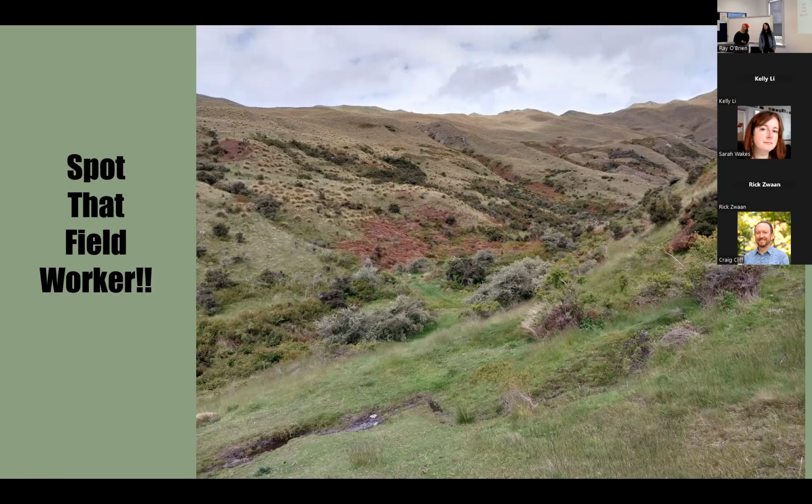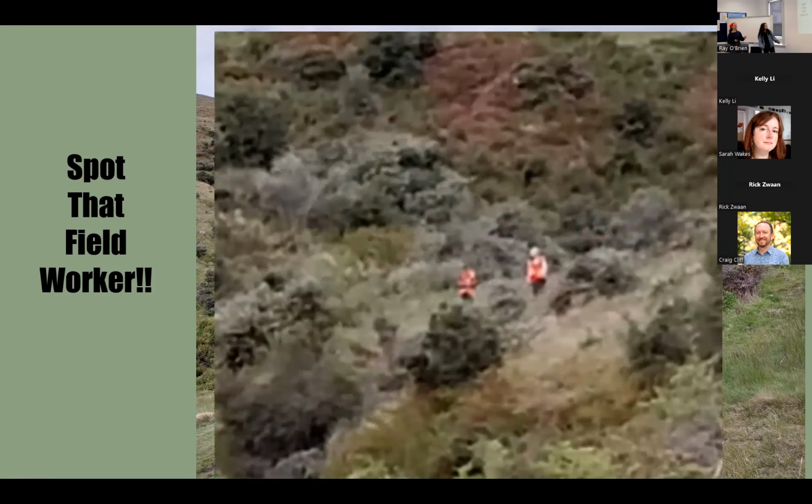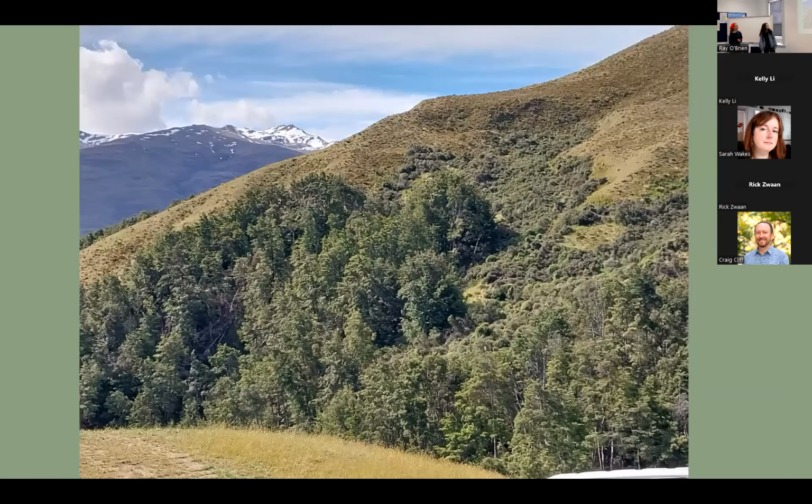Oh, I can see. It might be the little belt somewhere in the gully. Close-up shots. Here they are. Another one. Anyone spot the field worker? They're a bit more out in the open in this one. Yeah, it took them 4 hours to get to that plot.